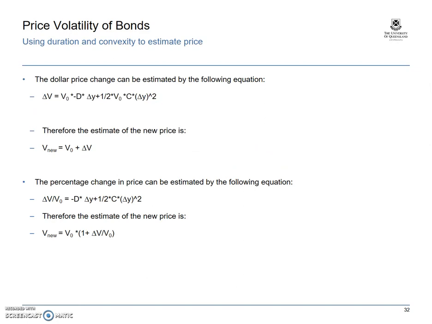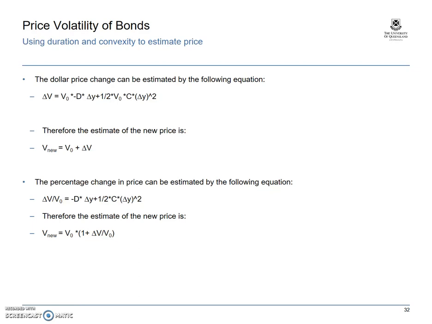So we can use the duration and the convexity to estimate the price. The dollar change in price can be estimated by the following equation, where we have V0 multiplied by minus duration multiplied by our change in interest rate. Now in this case, our change in interest rate will be our expected change in interest rate, plus a half multiplied by V0 multiplied by the convexity multiplied by our expected change in yield squared.